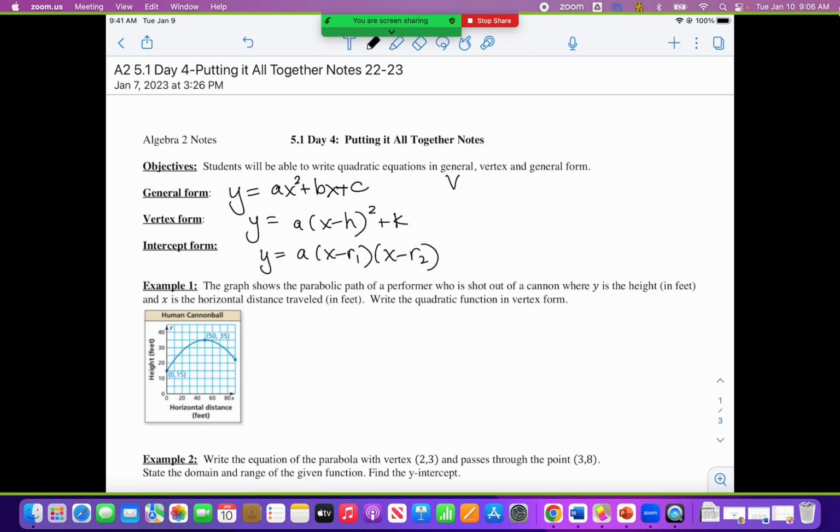So to find the vertex in standard form, you do x equals negative b over 2a. In vertex form, the vertex is (h, k), and in intercept form, the x value is r1 plus r2 divided by 2. So to find the vertex, it's different in each form.